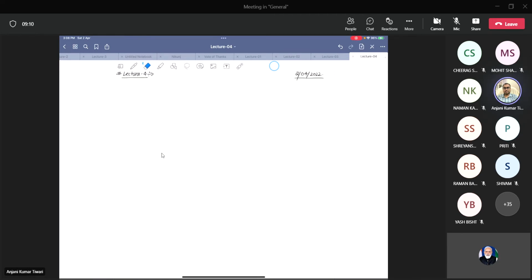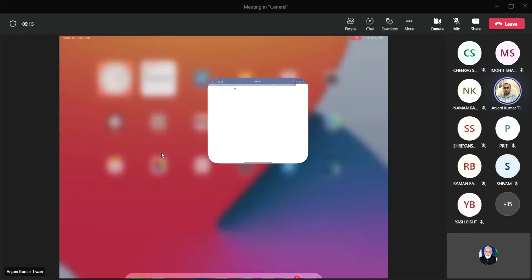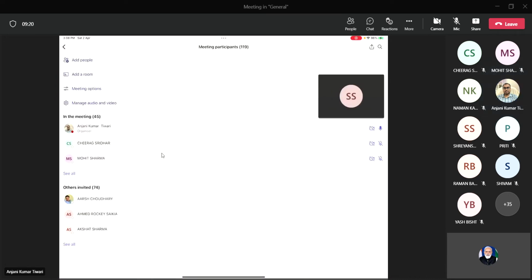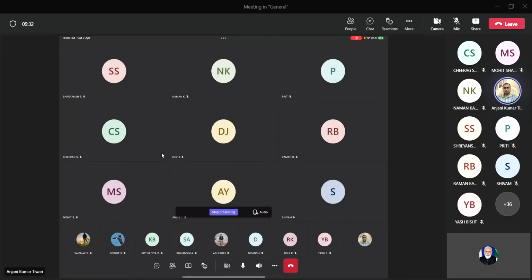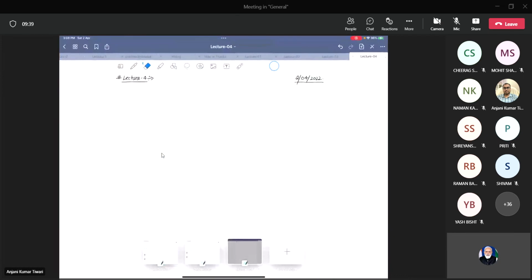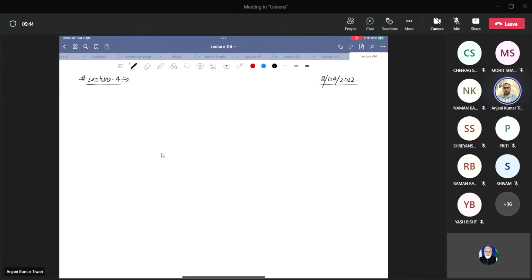So now what we are going to do is look at the cylindrical coordinates. Before that, let me see. Yeah, so this is the problem, only 45 students. Okay, fine.